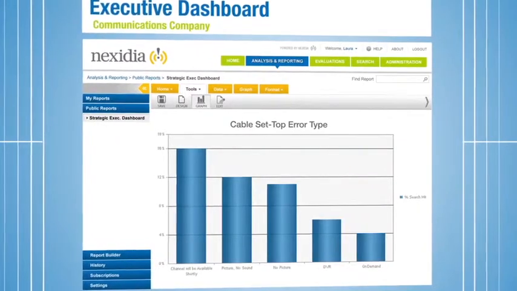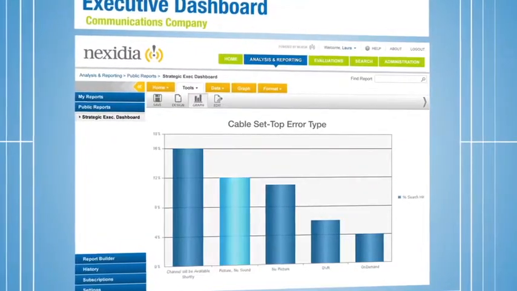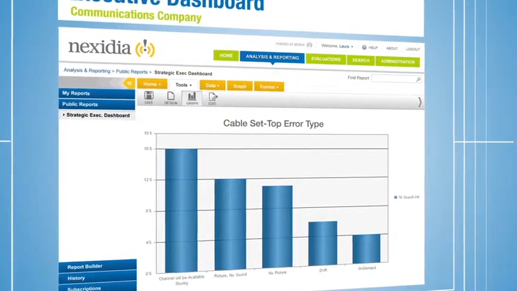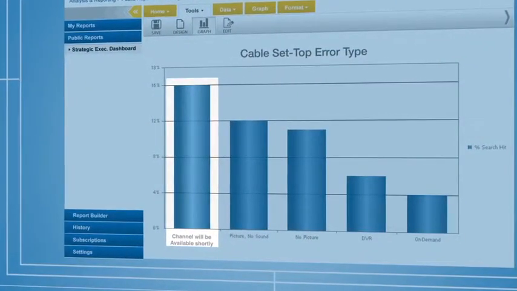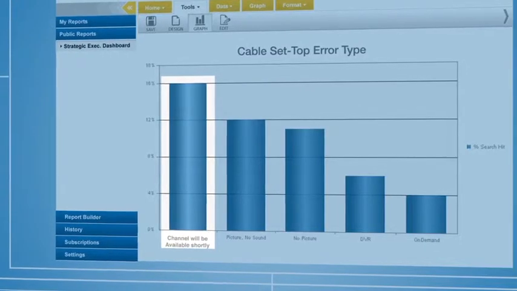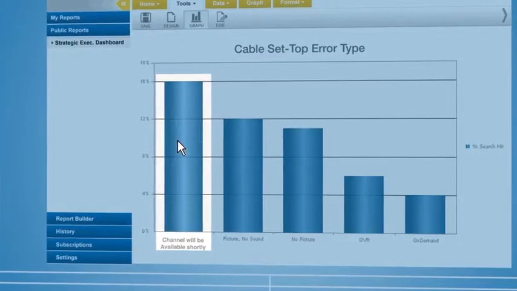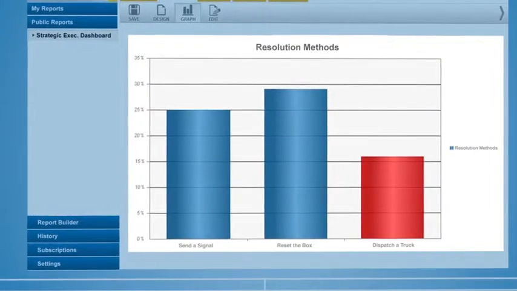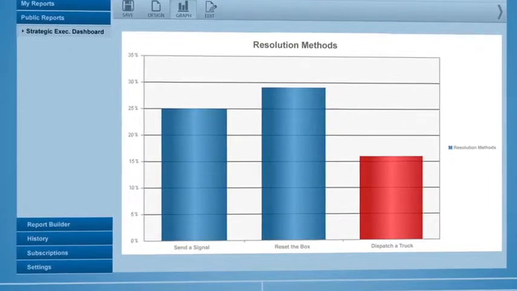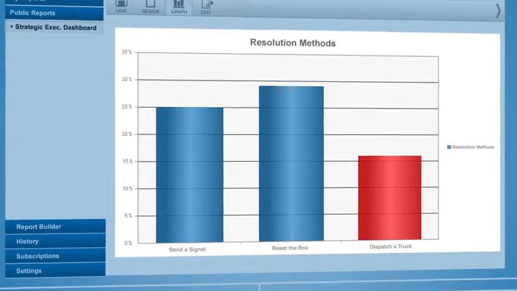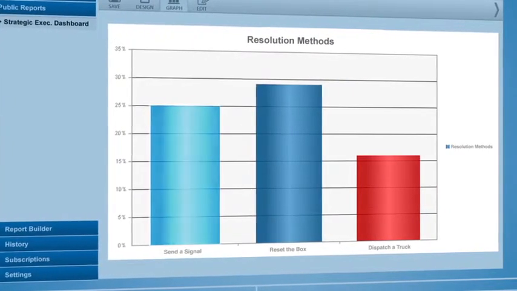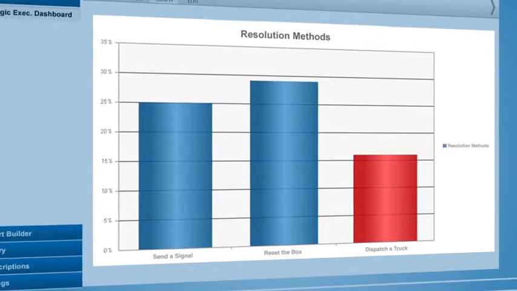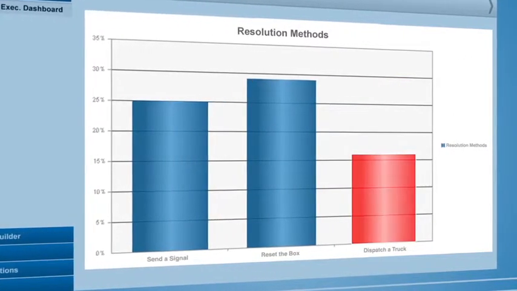First, let's look at the main error types, or the problems that customers encounter which prompt them to call. There are several of these, but we'll focus on the one with the largest quantity. In this case, that's channel will be available shortly. Let's drill into that category. Here we have drilled into the channel error type, and we see three resolution methods. Our contact center agents can send a signal to the set-top box, we can ask the customer to turn the box off and then on again, or we can dispatch a technician.